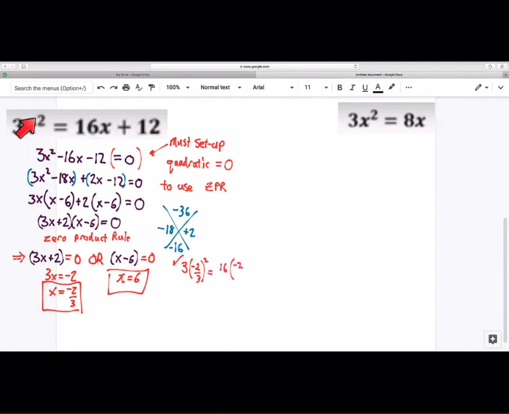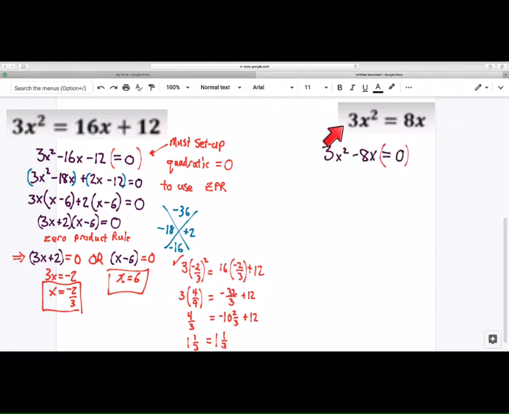So in other words, if you have to solve an equation like this for homework, your first step is to go quadratic equals 0, then factor, and then use the zero product rule. Checking your answers, of course. Even if they're negative fractions, you can still check your answers.